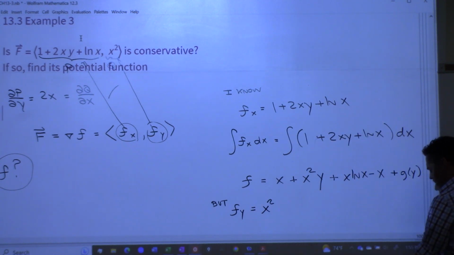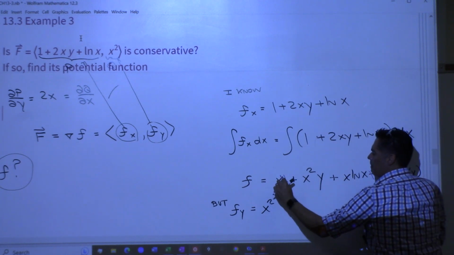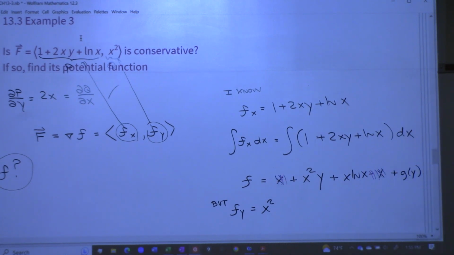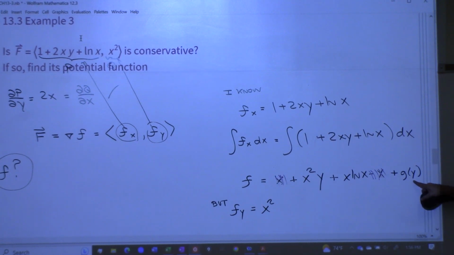All of that's, oh, you know what? I just realized that these x's canceled. Those are gone. I don't need those there, right? X minus x, that could have gone away a long time ago. That's the partial of that with respect to y. And then what's the derivative of this with respect to y? g prime y, right? I don't know what that answer is.